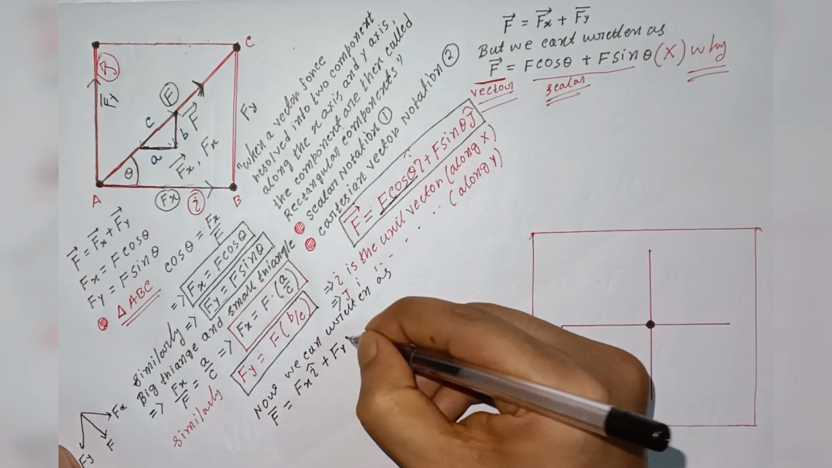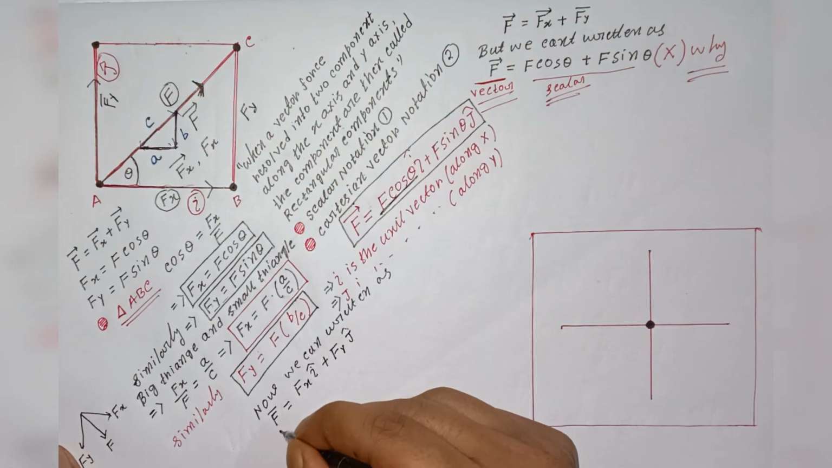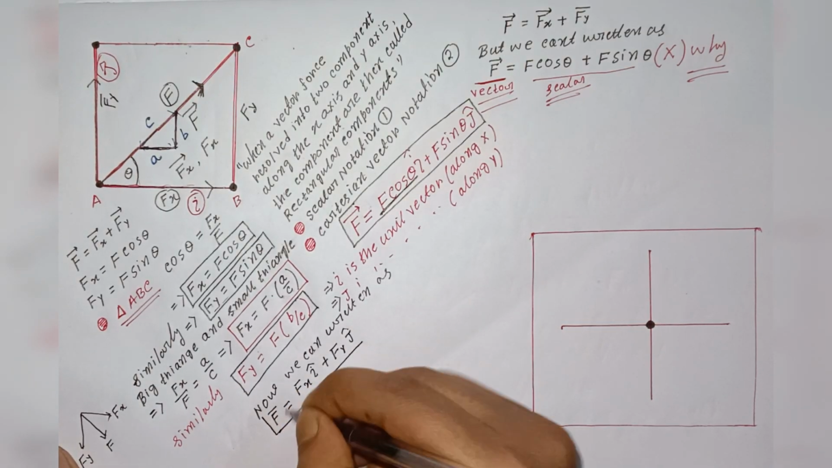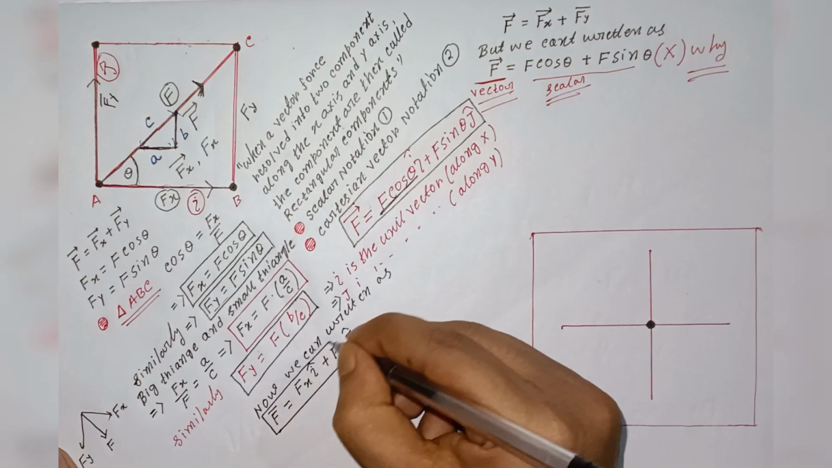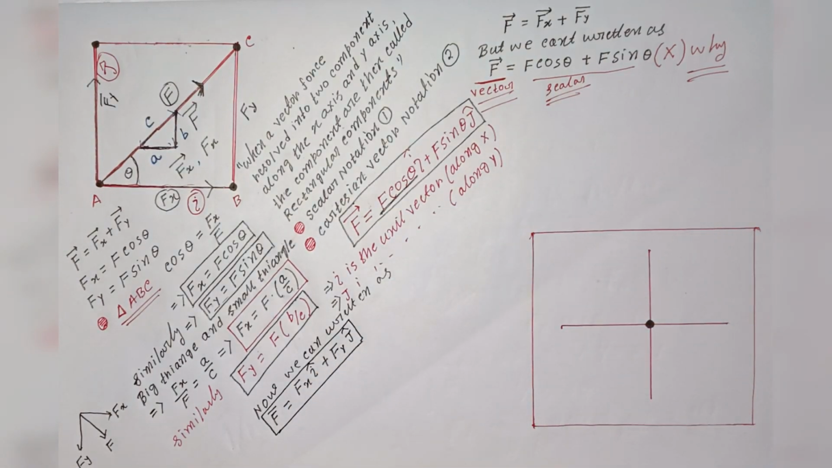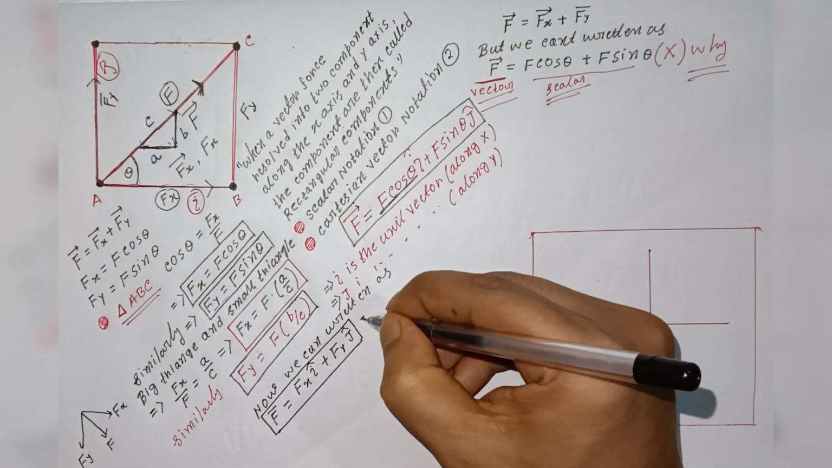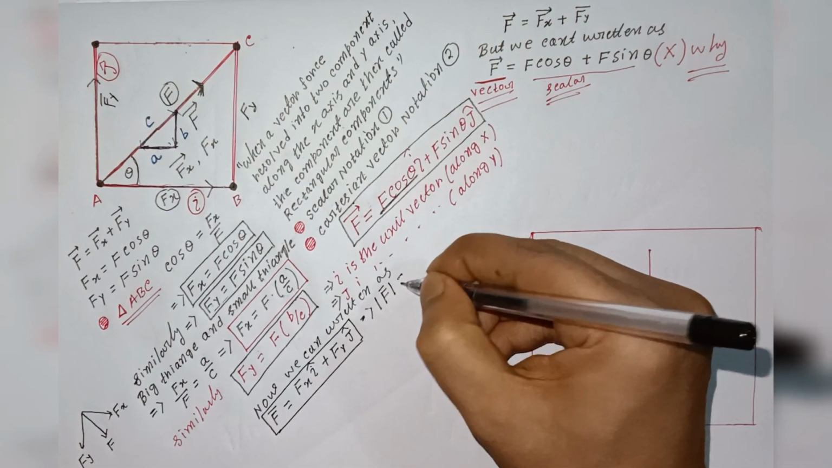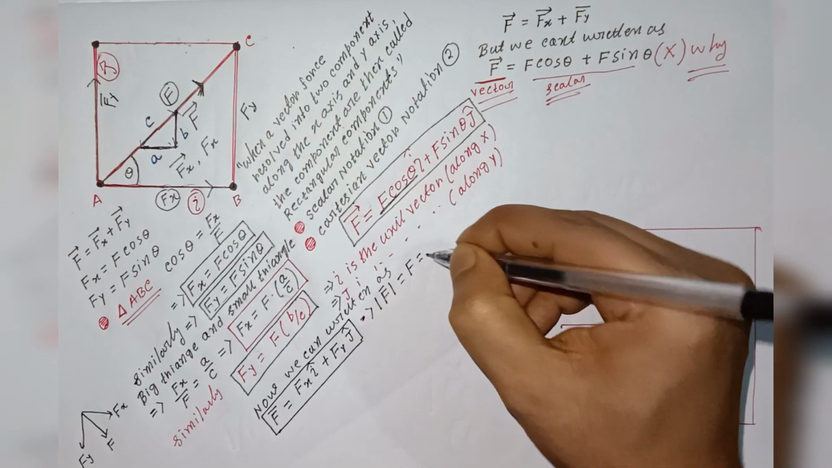F sin theta equal to y, so fy j cap. Remember, only fx and fy are scalar, but fx i cap and fy j cap are vectors. If I ask you what is the magnitude value of vector f, you can say just do modulus. Mod value of f vector equal to f.